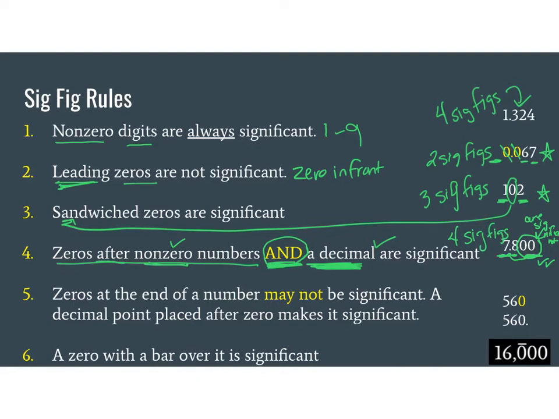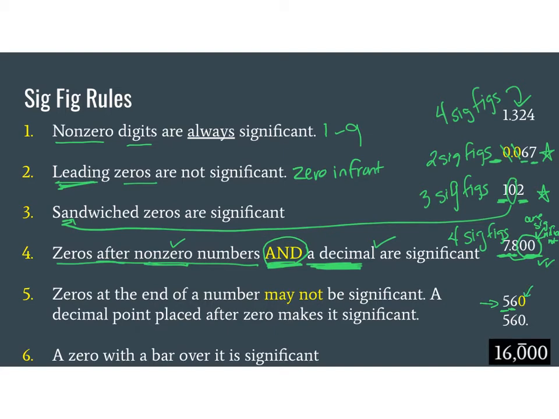Our last two rules: zeros at the end of a number may not be significant. So we're going to use the same value, 560 and 560 with a decimal place. A decimal point placed after a 0 makes it significant. So I'm going to start by looking at my 560. I know that my 5 is significant because of Rule 1. Non-zero digits are always significant. I know that my 6 is also significant because non-zero digits are always significant.